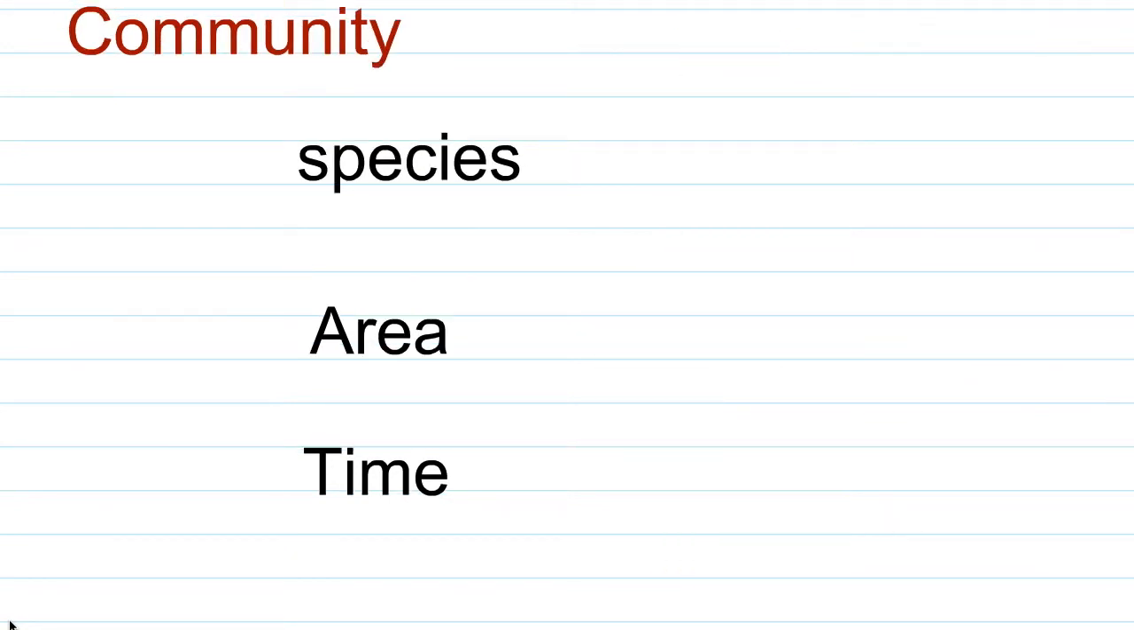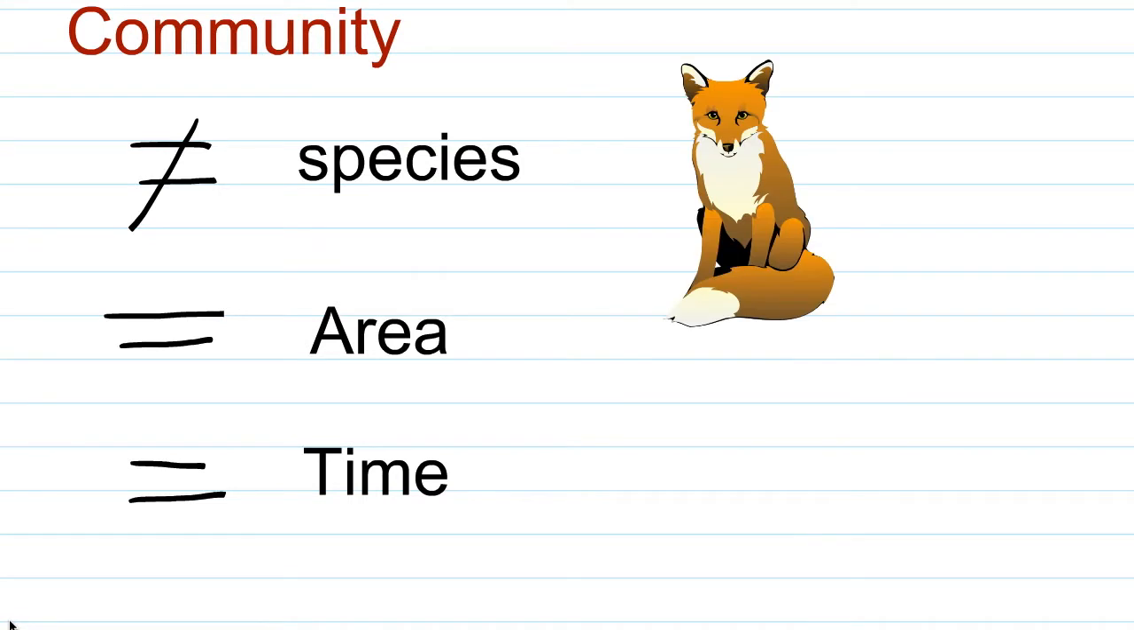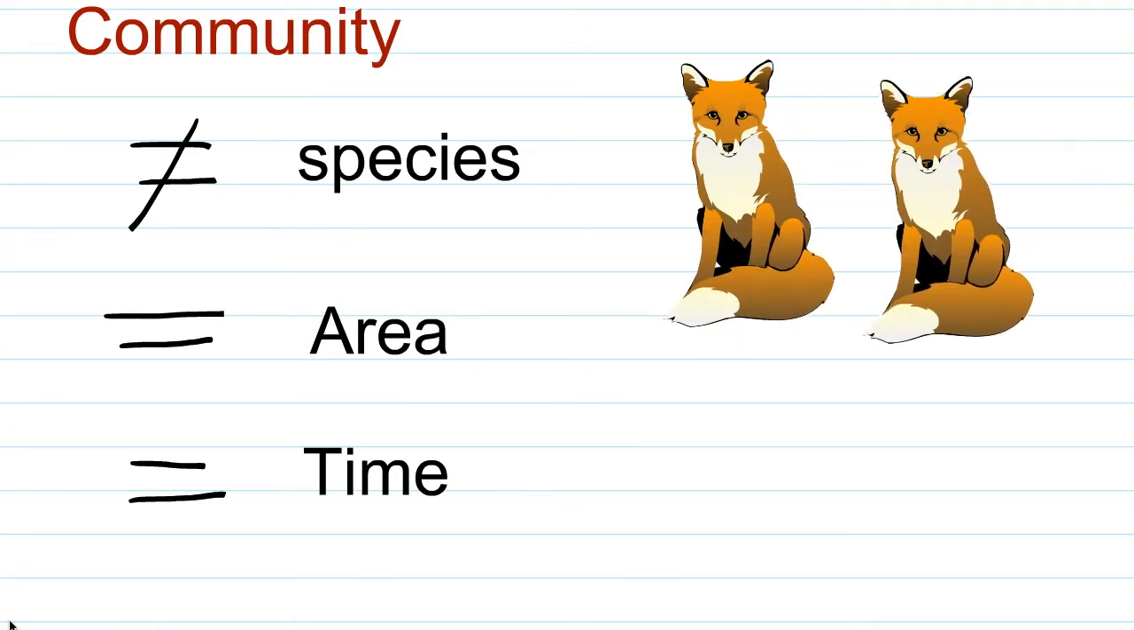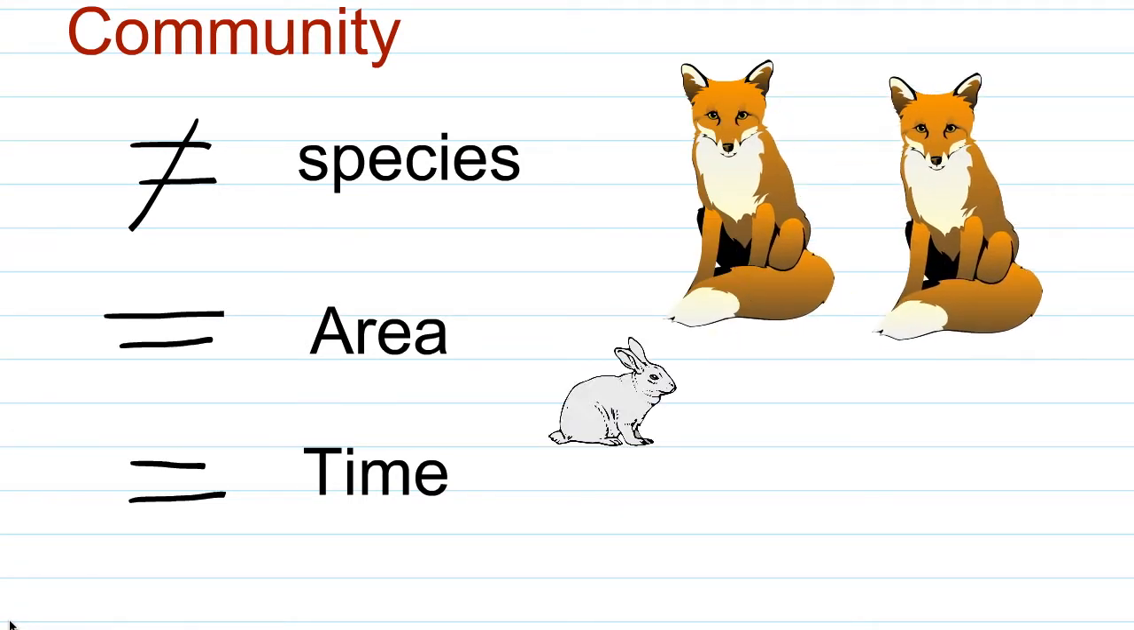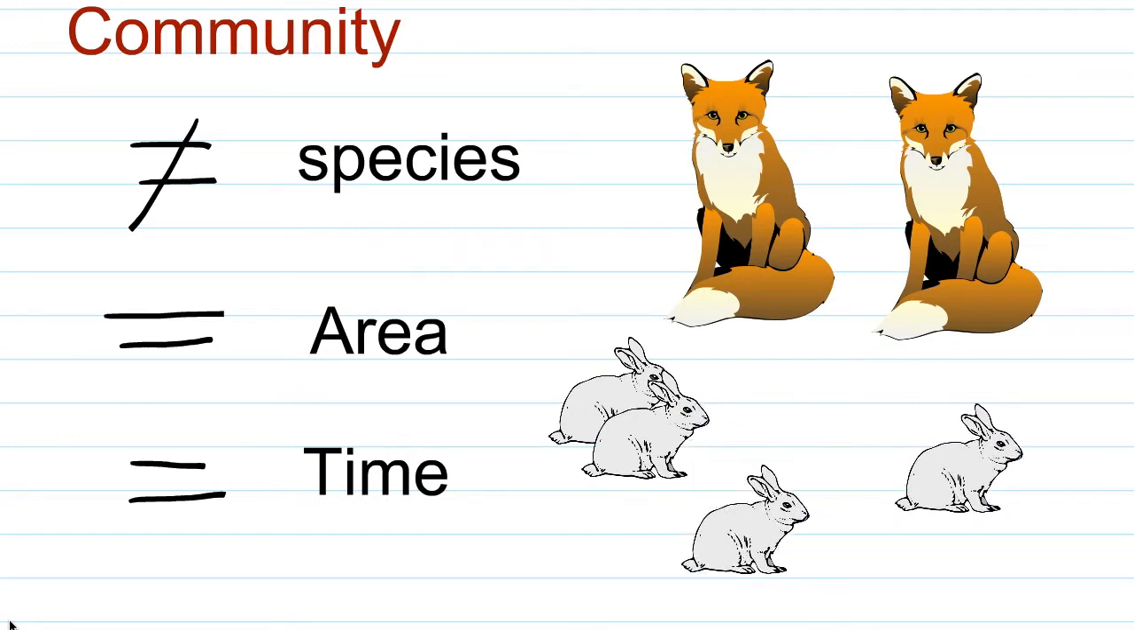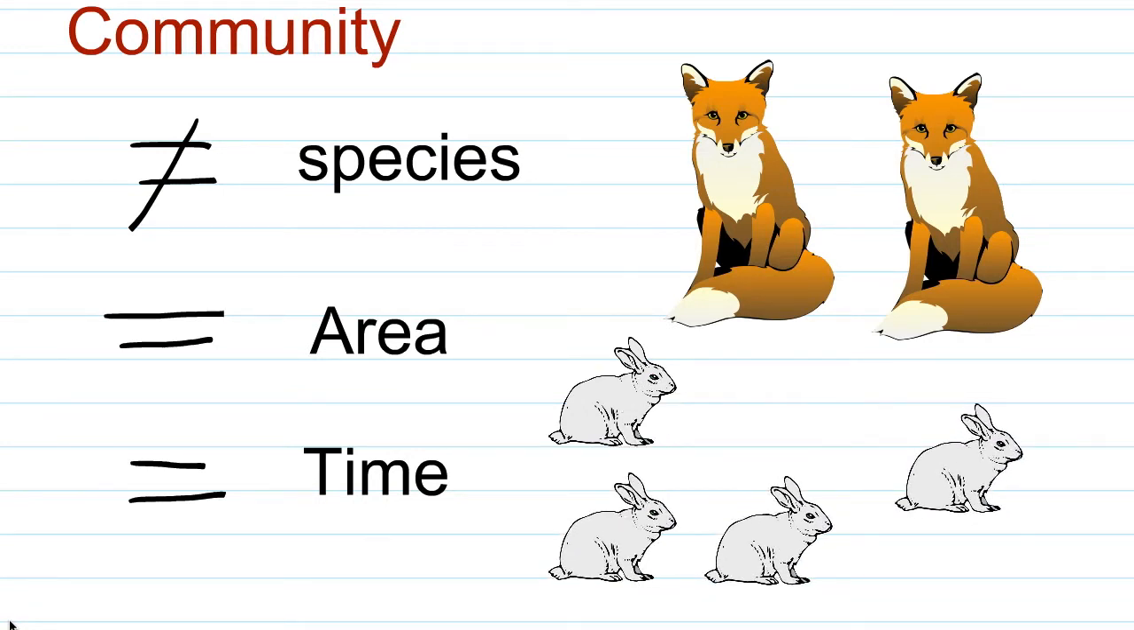If we want to talk about a community, we're actually talking about a group of living organisms who live in the same area at the same time, but not the same species, and who actually interact. So again, you can get a group of foxes and a group of rabbits, of course. And so you know what I mean by interact.